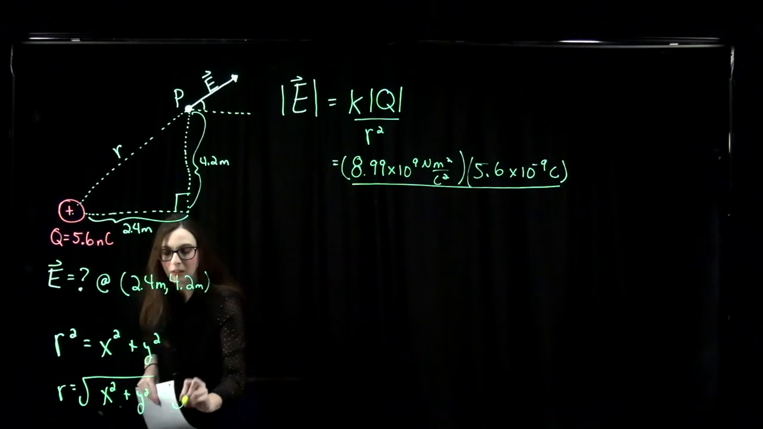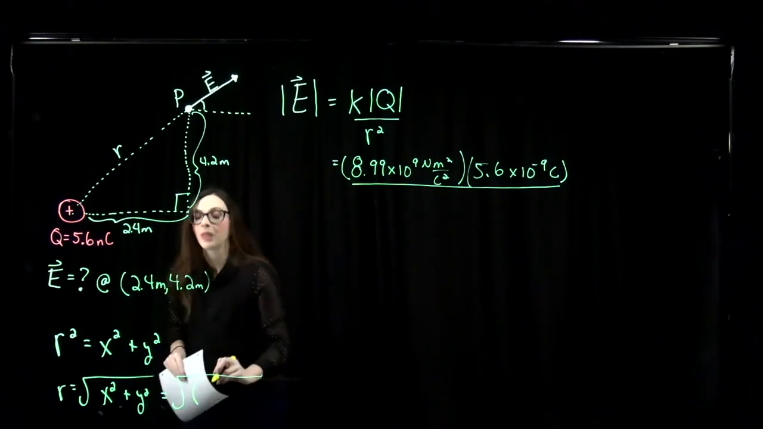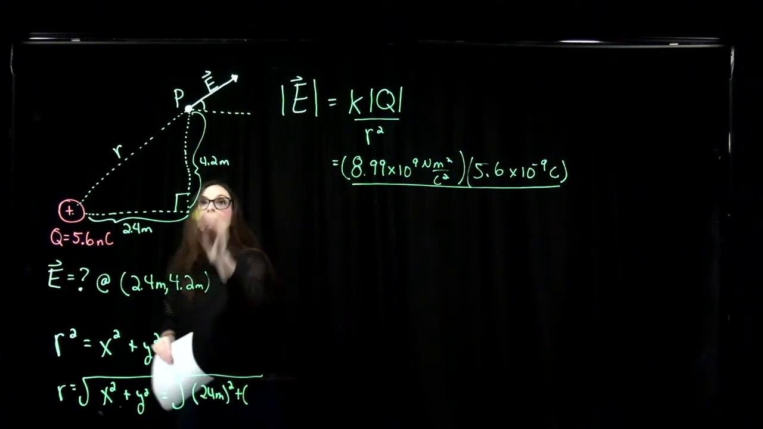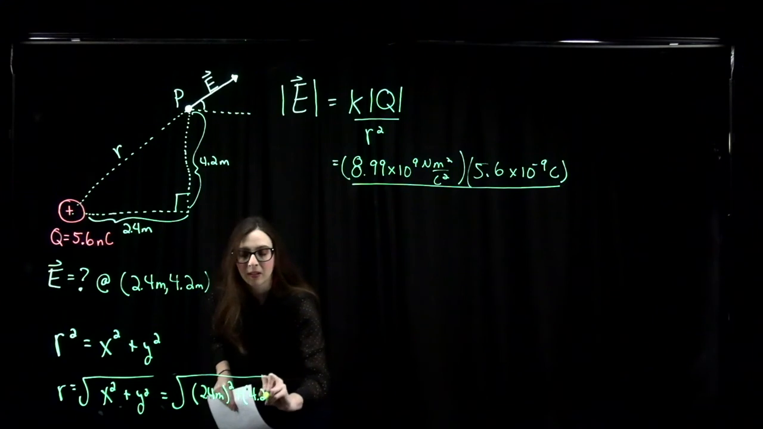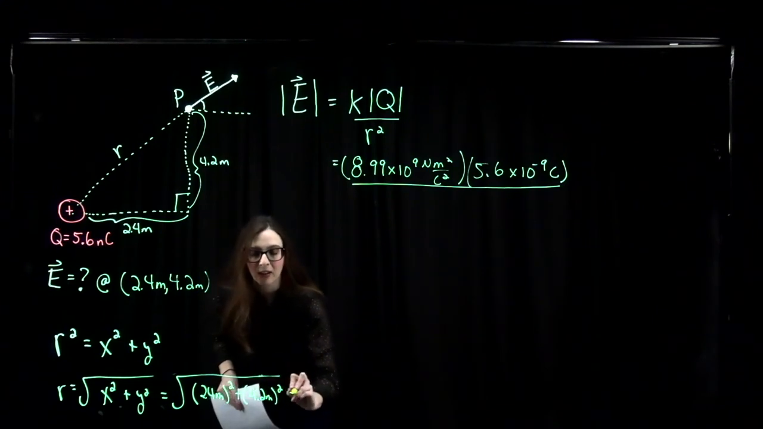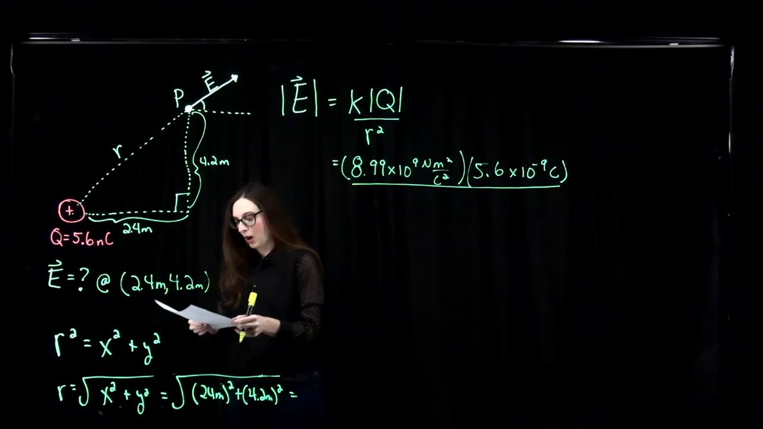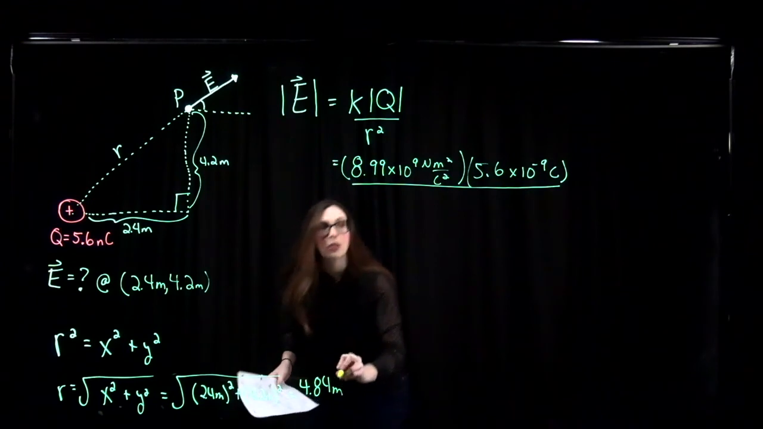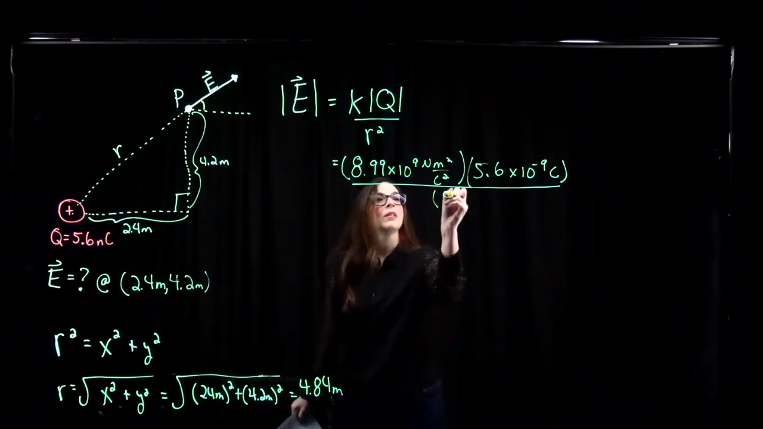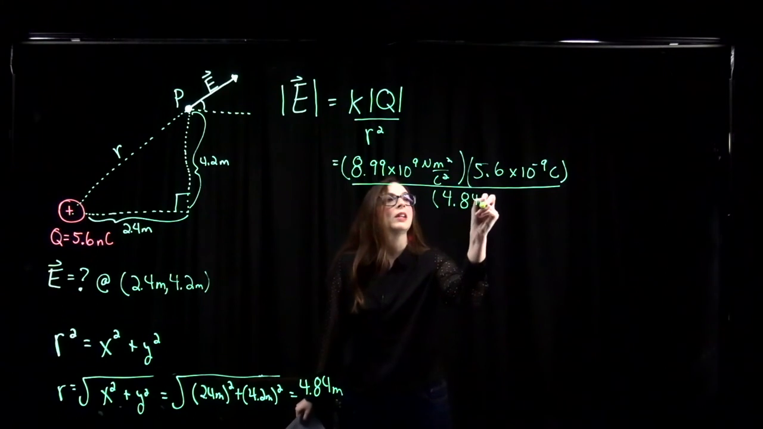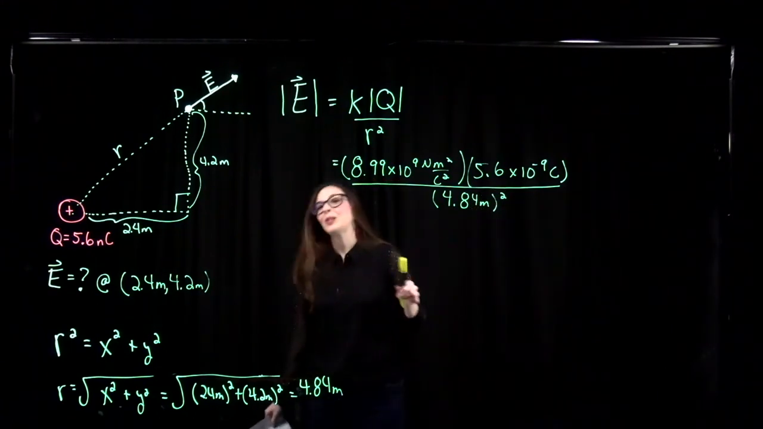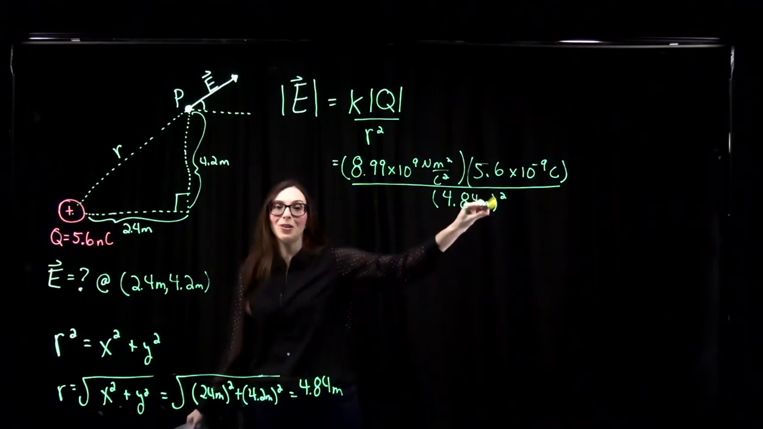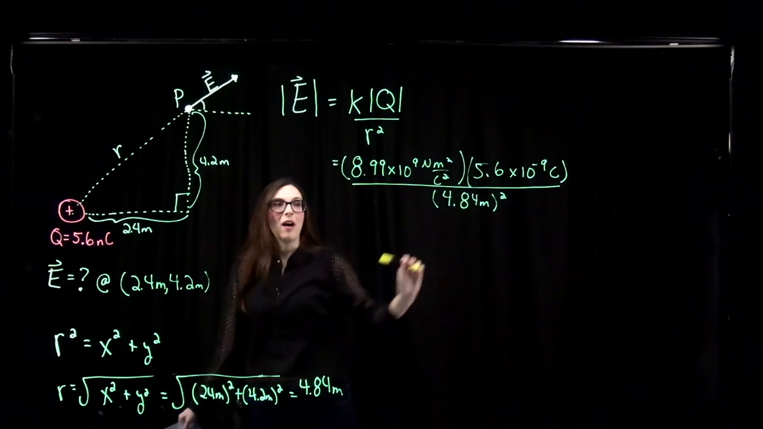And that's equal to the square root of, I've got my 2.4 meters squared plus my 4.2 meters squared, and that gives me a distance for my value of r here of 4.84 meters. And that's what I'll put here for r, 4.84 meters, and I have to square it. Now, a lot of times students, when they're solving these problems, will forget to square this value right here. So don't forget about that. I see that happen quite often.